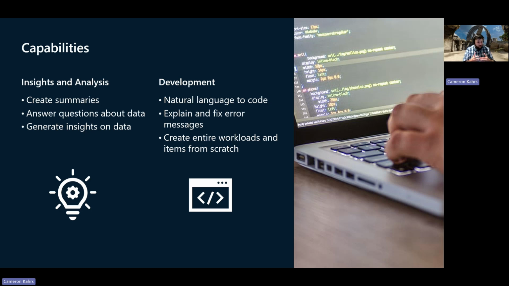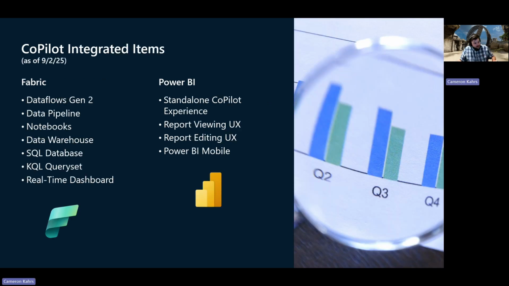So you can type in prompts and it can spit out Python, SQL, mQuery, etc. When you run into error messages and things like that, you can have Copilot explain those error messages and offer solutions for fixing them. In the case of Power BI reports and RTI dashboards, you can also create entire workloads from scratch.